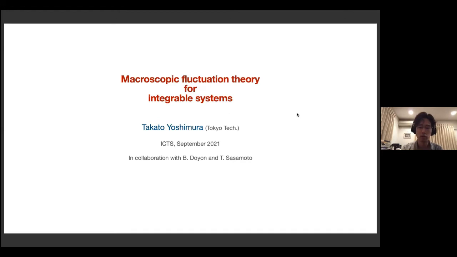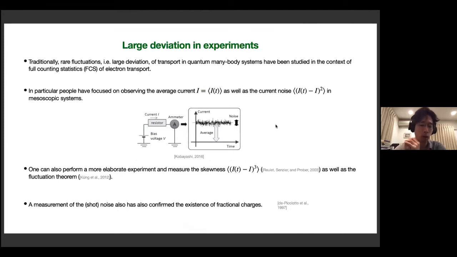In integrable systems. So this is based on my ongoing collaboration with Benjamin Doyle and Tomohiro Sasamoto. And I'm not going to say we understood the full picture, but rather I'm going to just give you some kind of status report of this project.